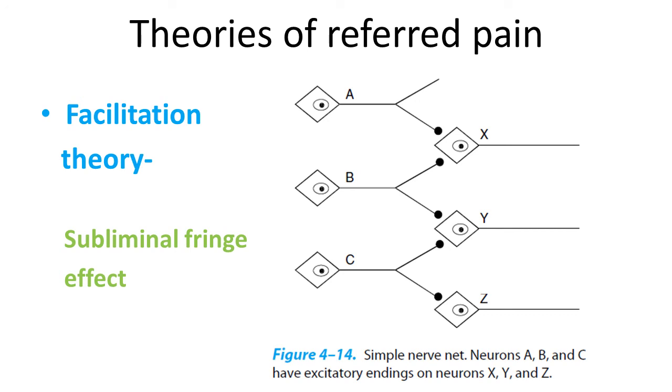Now we see what happens in referred pain. The afferent neuron carrying pain sensation from the viscera has a subliminal fringe effect on the dorsal horn synapses of the somatic afferent neuron carrying pain sensation from the referred site. So, pain sensation of low intensity in the somatic afferent will be potentiated by the visceral pain and transmitted to the brain to produce pain sensation due to this subliminal fringe effect.